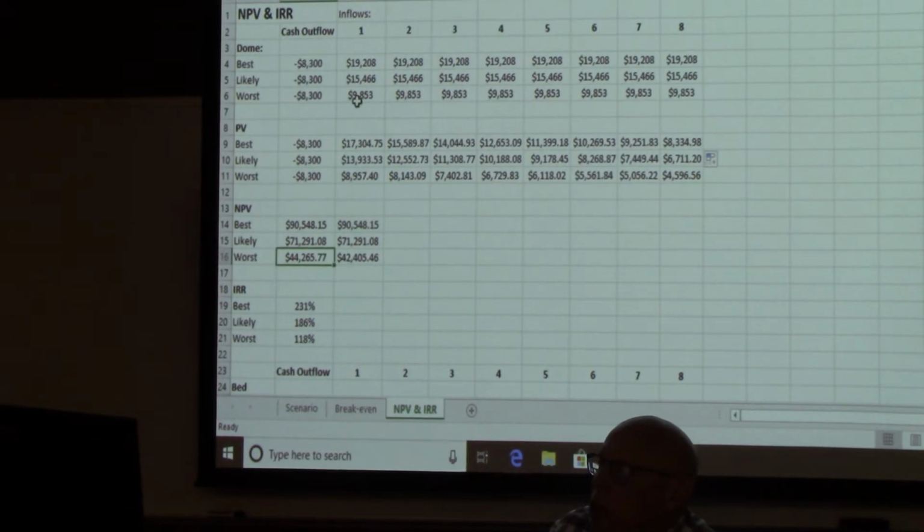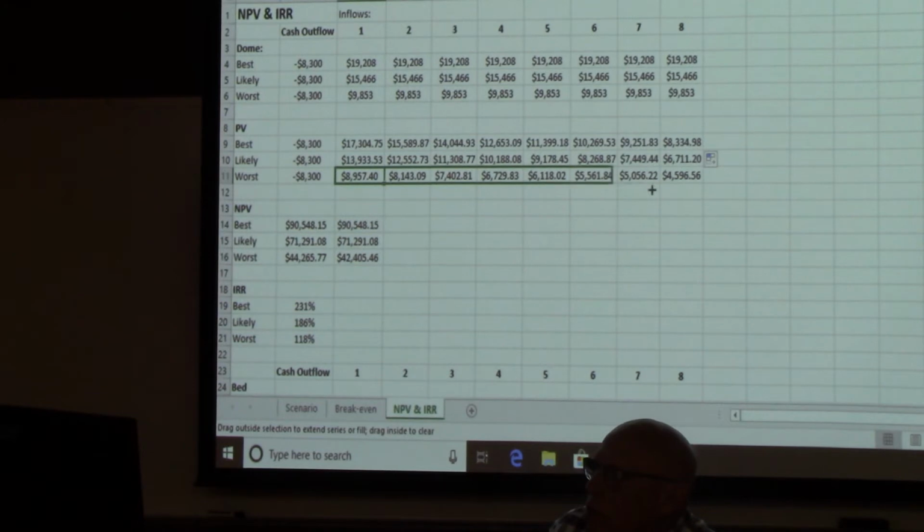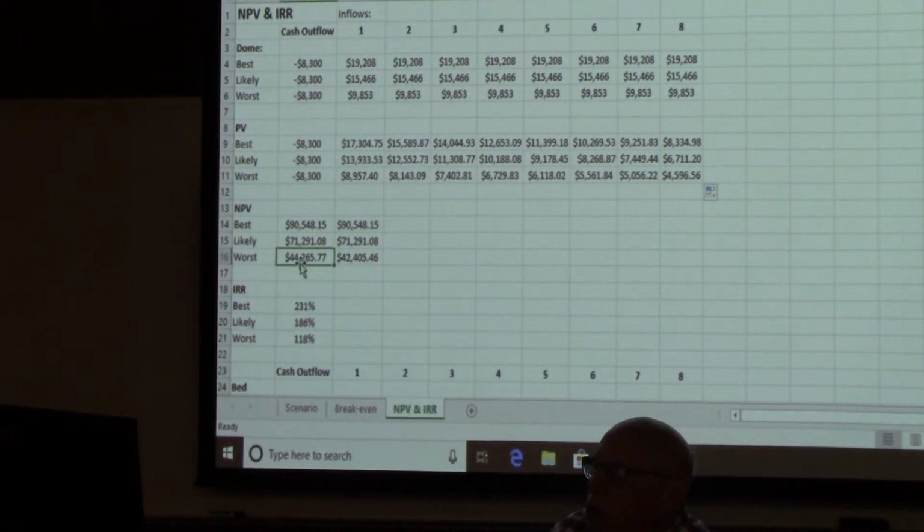And then under the worst case scenario, same thing, we find the present value, so we get C6 divided by 1.1 raised to the C2, which is 1, and we drag that out, and then we add up the cash inflows, subtract out the cash outflow, and we get 44,265. To be honest with you, I'm not sure where the problem is with this number. Either I'm $2,000 too high here, or I'm $2,000 too low here, and I'm not sure.